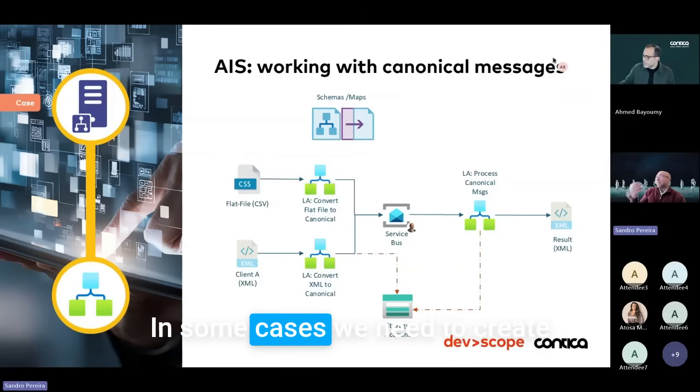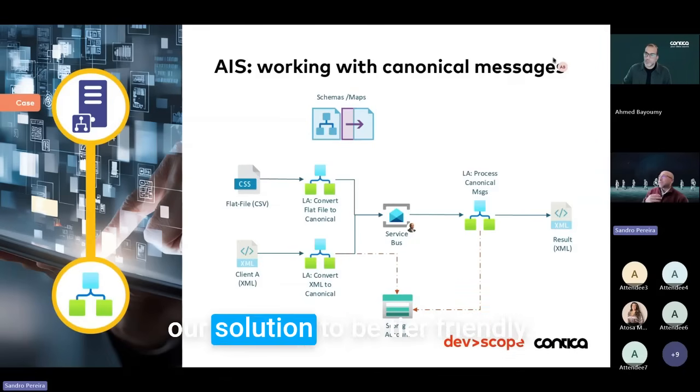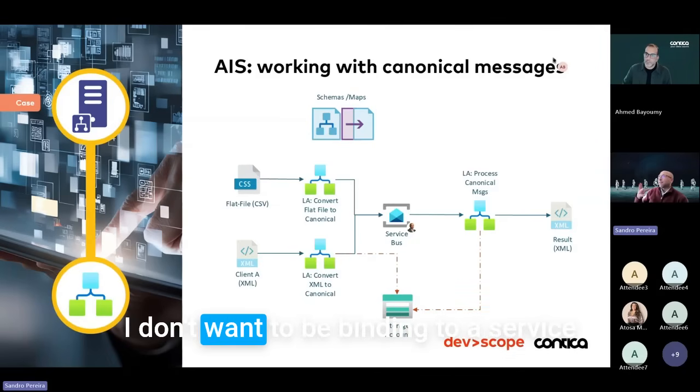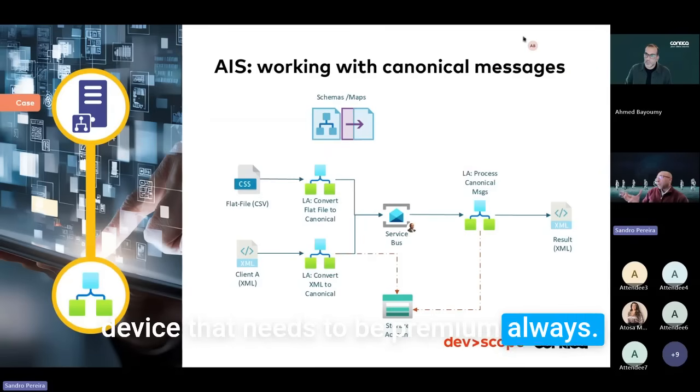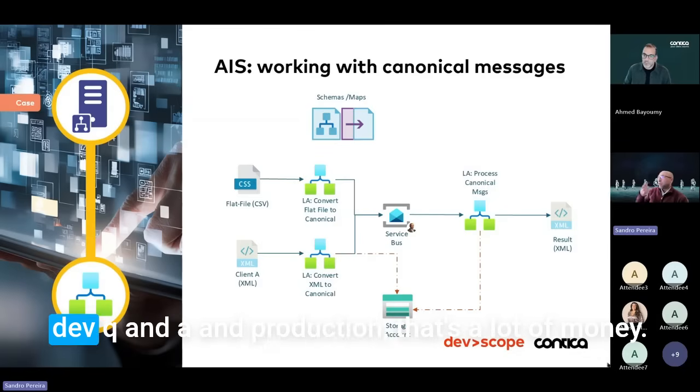But in some cases, we need to create our solution to be tier friendly, okay? I don't want to be bound to a service bus that always needs to be Premium, okay? Because if I use Premium in dev, QA, and production, that's a lot of money, okay?